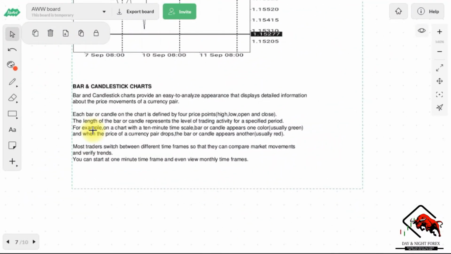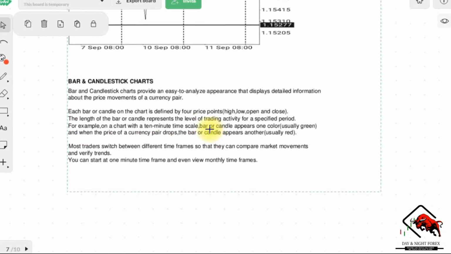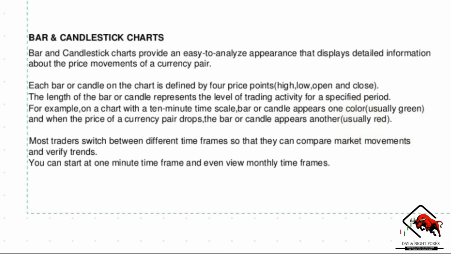The length of the bar or candle represents the level of trading activity for a specified period. For example, on a chart with a 10-minute time scale, a bar or candle appears one color, usually green, and when the price of the currency pair drops, the bar or candle appears another, usually red. So there are 2 different ways to separate the bears and the bulls, as I just showed you on TradingView. Most traders switch between different time frames so that they can compare market movements and verify trends.